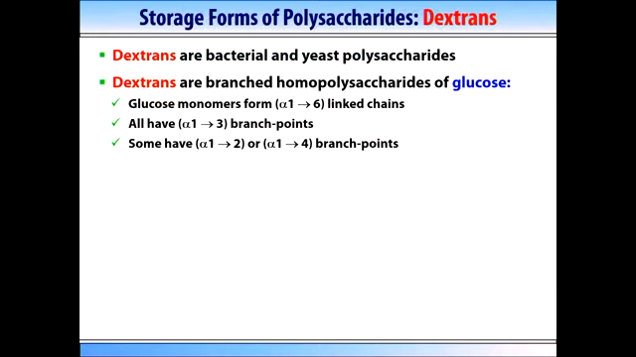Dextrans are bacterial and yeast polysaccharides. They are also branched homopolysaccharides of glucose whose monomers are connected basically via alpha-1-6 connections. This is the most abundant type of connection, right? And they're branched at alpha-1-3. I intentionally included that slide for those of you who will decide to become dentists, because this is the pain in the neck part of dental work: the plaque that accumulates on our teeth from the bacteria living in our mouth is actually largely these dextrans.